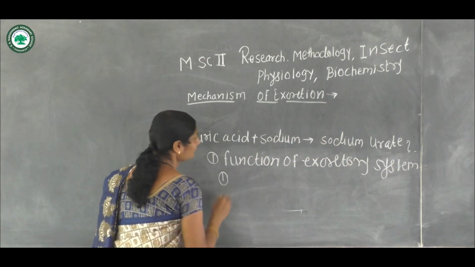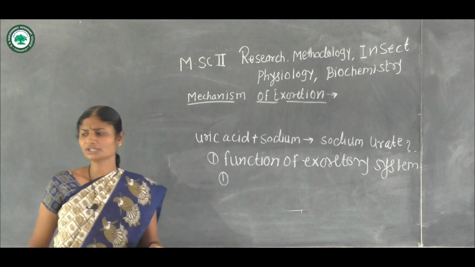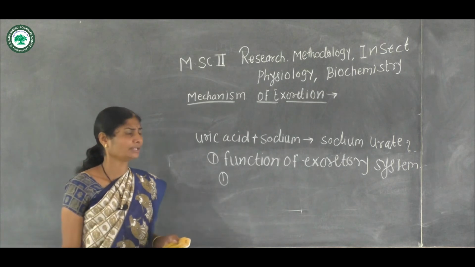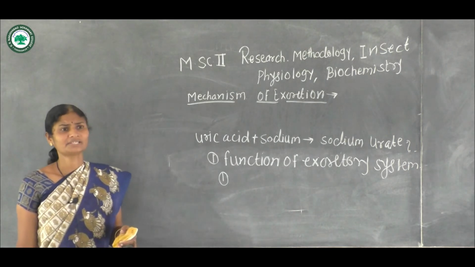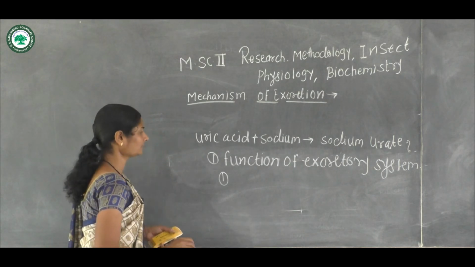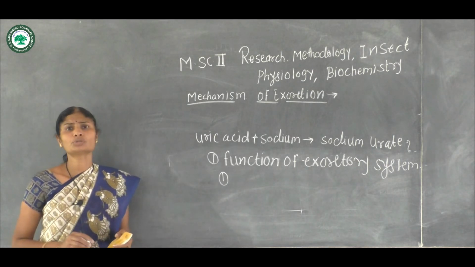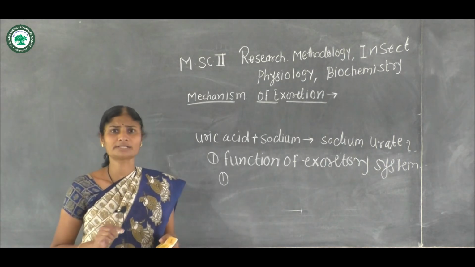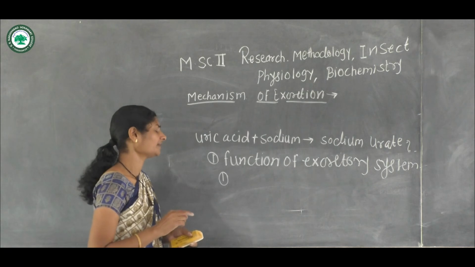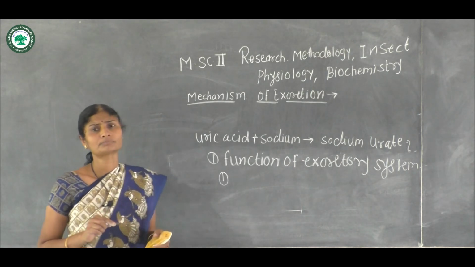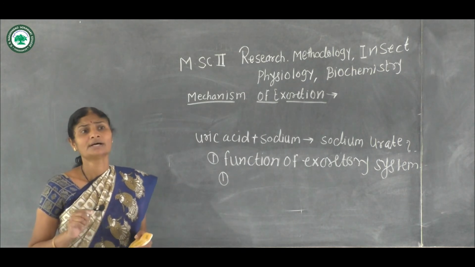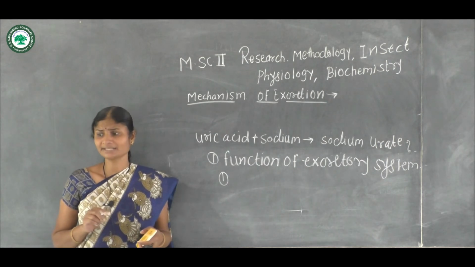First function, filtration and elimination of nitrogenous waste products from the hemolymph. Second function, to regulate ionic and water balance, which helps in osmoregulation. Third function, regulation of blood pH, and fourth function, regulation of blood content.